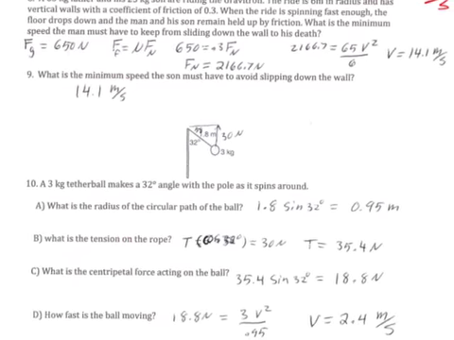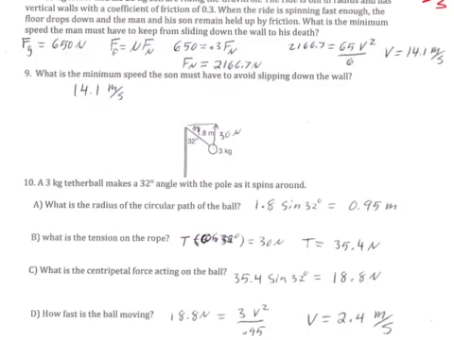Okay, so now I have the tetherball problem. What I've got here is A, first of all, what is the radius of the circular path of the ball? So I want to solve for this value here. Now ignore this, I decided to do it a different way. I have 1.8 meters in length. This is the opposite side to this angle, so I'm going to use sine. So 1.8 times the sine of 32 gives me this distance here, which is 0.95 meters, which is the radius of the circular path.